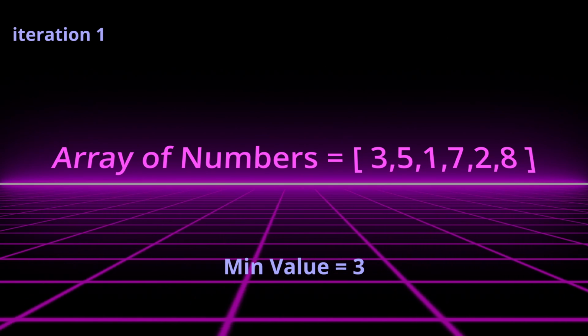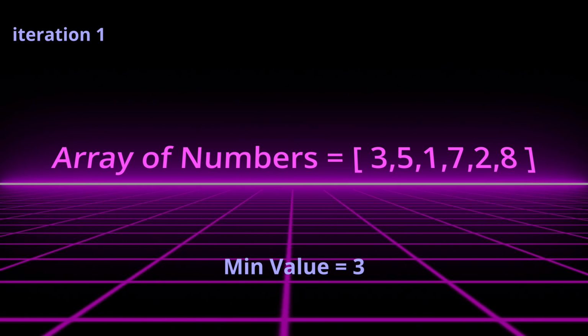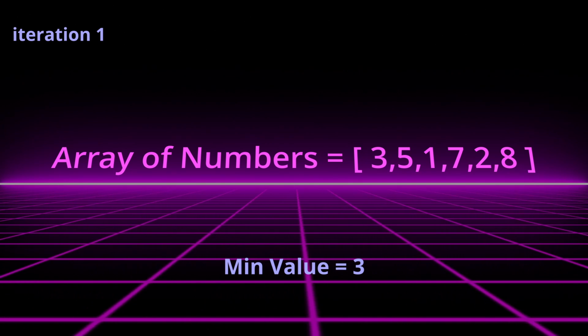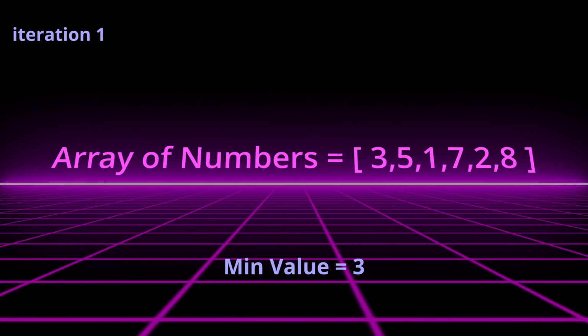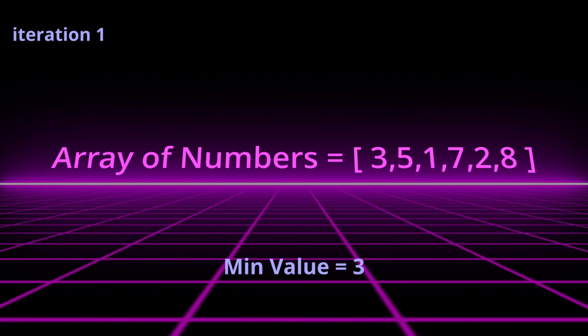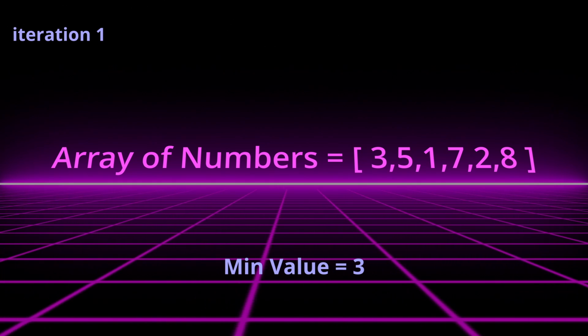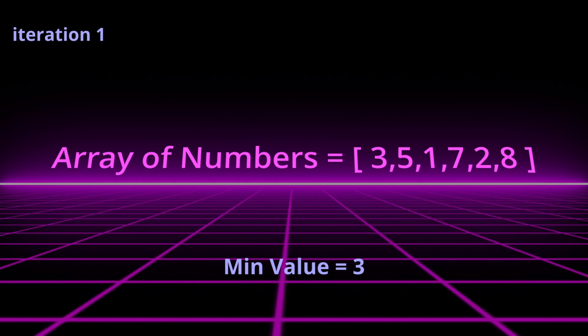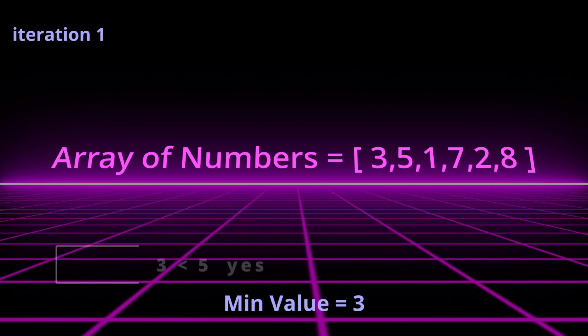We will then compare the min value with all the elements present in our array. If we find a smaller element than the min value, we'll update our value and keep comparing till the end. After comparing all the elements, we will swap our first element with the most updated min value. We will keep repeating our iterations until our array is sorted in ascending order.